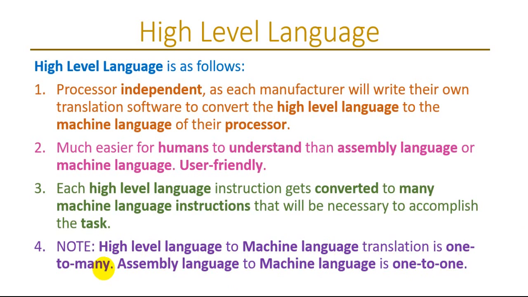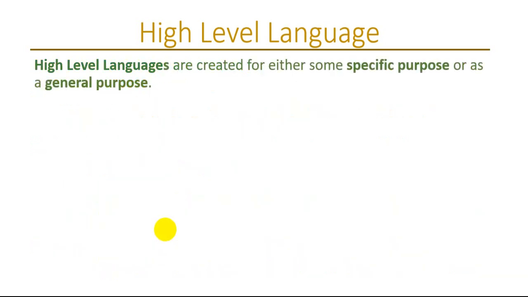Whatever the high level language says has to be done, so the machine language version has to have all the instructions necessary to do that. That is why one high level language command will get translated to many machine language commands. Why machine language? Because machine language is what the processor can understand and do. So high level language by itself is useless, and you need the translator. High level languages are created for either specific purpose or general purpose.